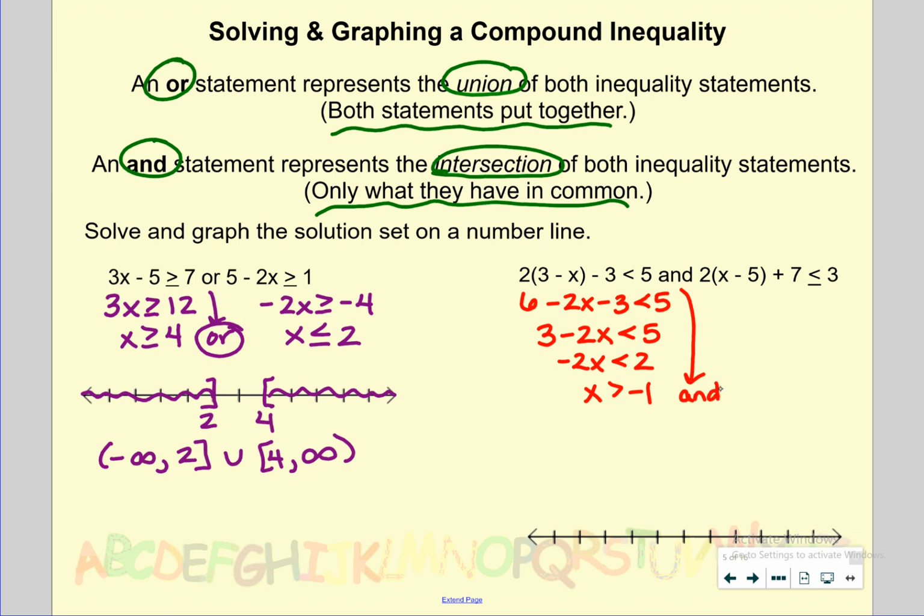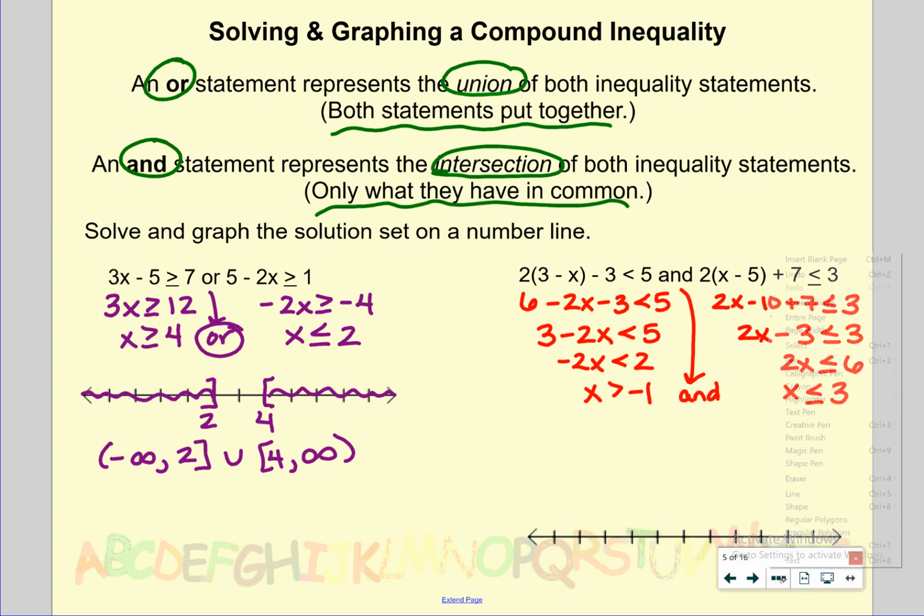And on the other side, 2 times x minus 5, plus 7 is less than or equal to 3. I'm going to distribute my 2. 2x minus 10 plus 7 is less than or equal to 3. So 2x minus 3 is less than or equal to 3. Add the 3. 2x is less than or equal to 6. Divide by 2. x is less than or equal to 3.